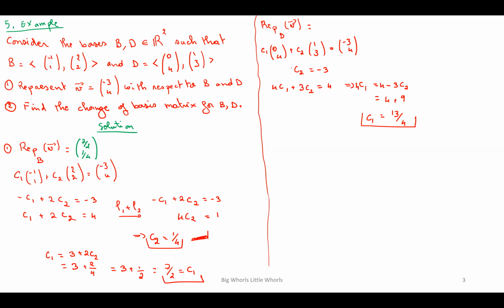Okay, so we have C1, we have C2. That means the representation of V with respect to D is 13 over 4 and -3. Okay. So question 2.